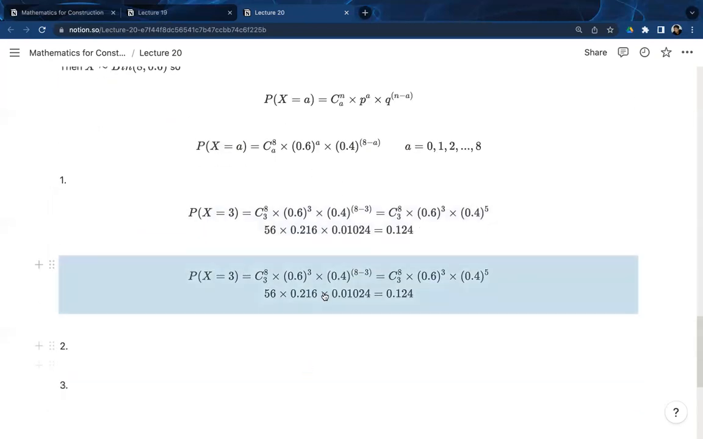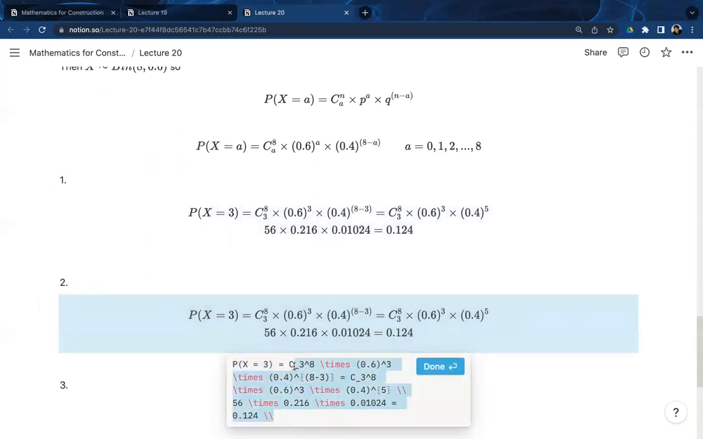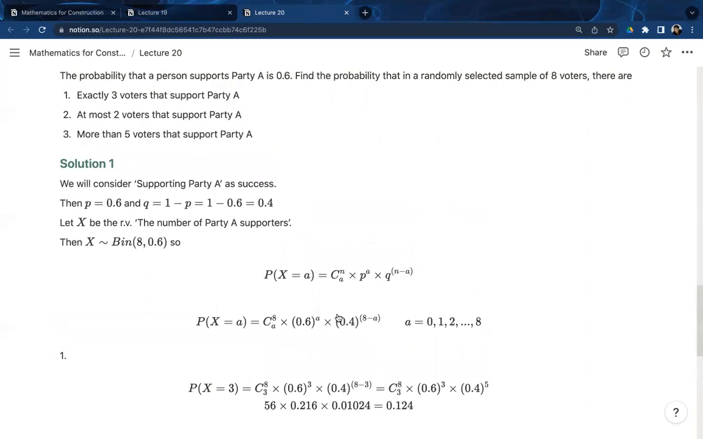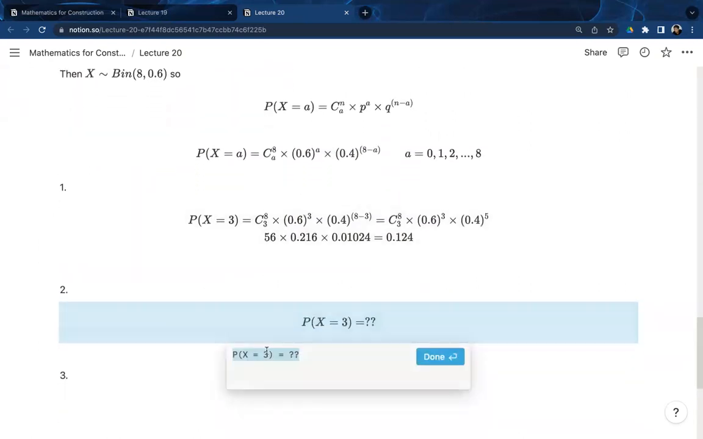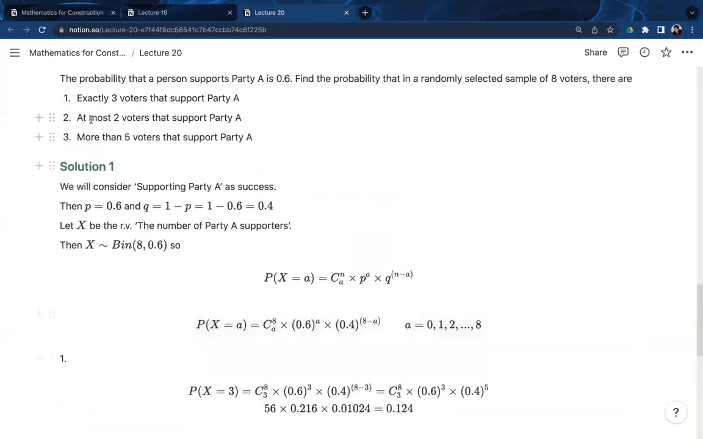What do you think "at most 2" means? It had to be phrased in terms of X. X is the number of voters that support party A. So if at most 2 voters support party A, they're asking what is the probability that X is less than or equal to 2, right? Because they say at most 2.